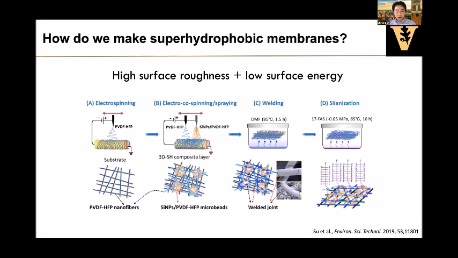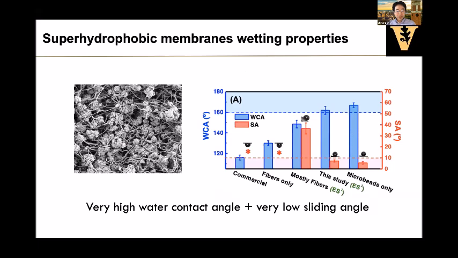Here I'm not going to talk about the details, but the membrane actually experienced a lot of harsh conditions in terms of hydrodynamics and chemicals, and high and low pH, and it's still very stable, maintaining super hydrophobicity. So the SEM image looks something like that. And this is the membrane that we're talking about here. The contact angle is really high, above 160, and the sliding angle is less than 10 degrees.